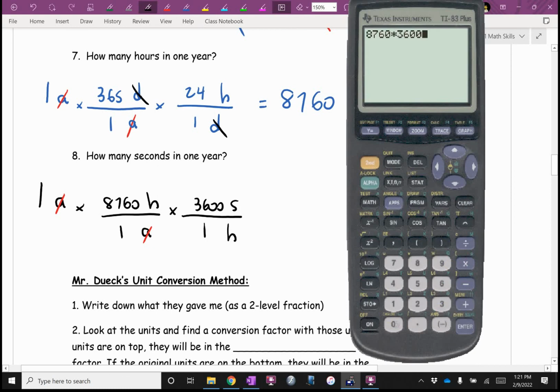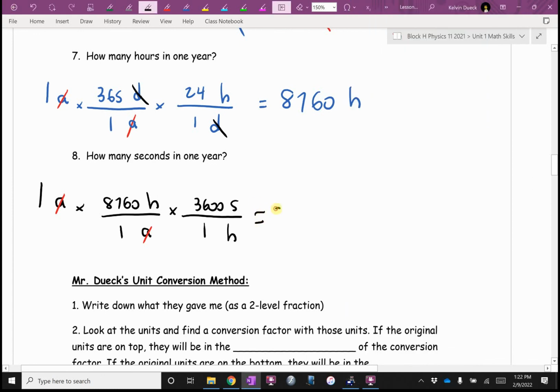times 3,600. 31536 and 3 zeros. And that's seconds. Looks like about 31.5 million seconds, roughly, every year. 31.5 million seconds per year. So, don't waste them.